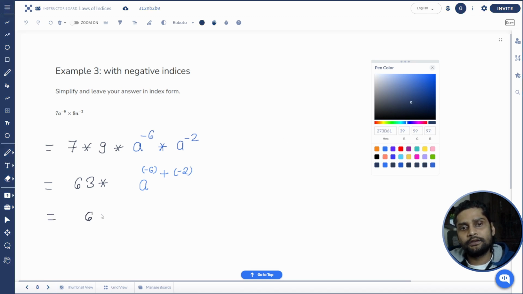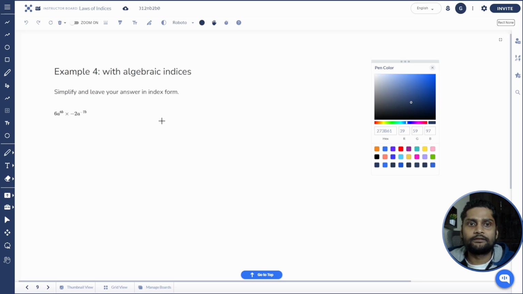We get 63 times a raised to the power of negative 6 and negative 2. When we remove the parentheses, that remains negative, and that becomes negative 8. So this is how we get this answer. That's it for this question. Let's continue.